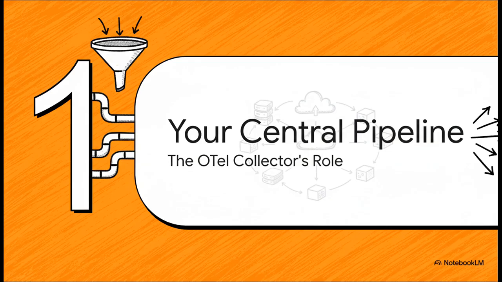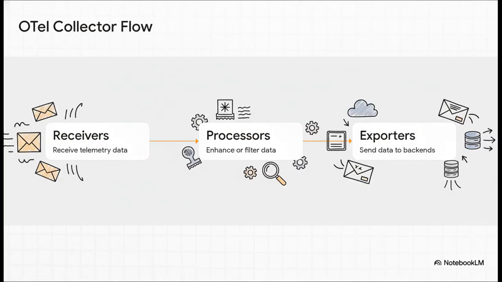as our central pipeline. The entire logic, the whole magic of the OTel Collector really just boils down to this simple three-step flow. I want you to think of it like a smart post office. Data comes in through receivers, it gets sorted and stamped by processors, and then it's sent out to its final destination through exporters. Receivers, processors, exporters. That's it. Let's break each of those down.